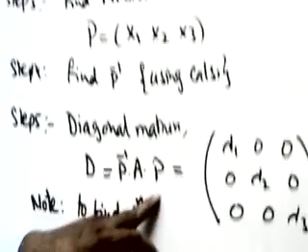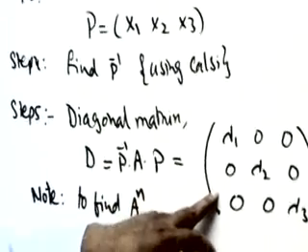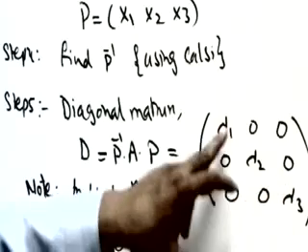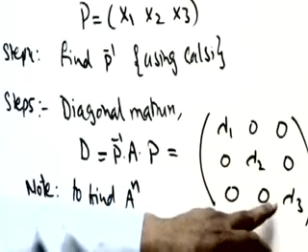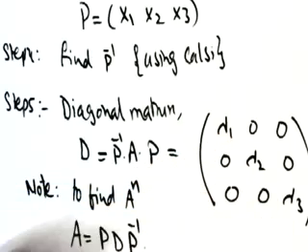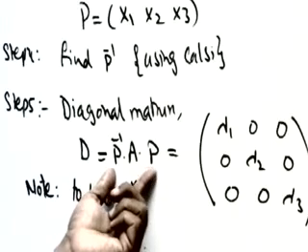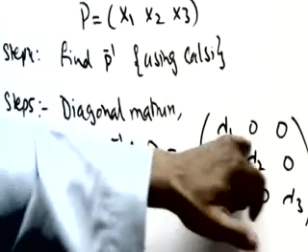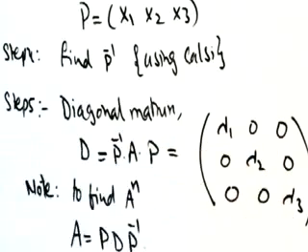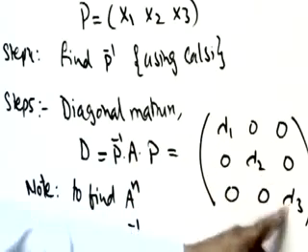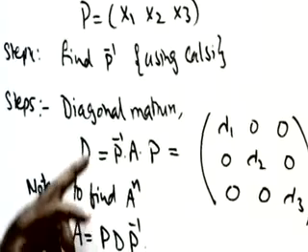See here, when we multiply P inverse into A into P, we always get a diagonal matrix like this: lambda 1, 0, 0; 0, lambda 2, 0; 0, 0, lambda 3. These are the eigenvalues in the sequence we have taken. The first value will be here, the second here, the third here. So if we multiply these three matrices, we will surely get the diagonal matrix with lambda 1, lambda 2, lambda 3, the eigenvalues taken in order.